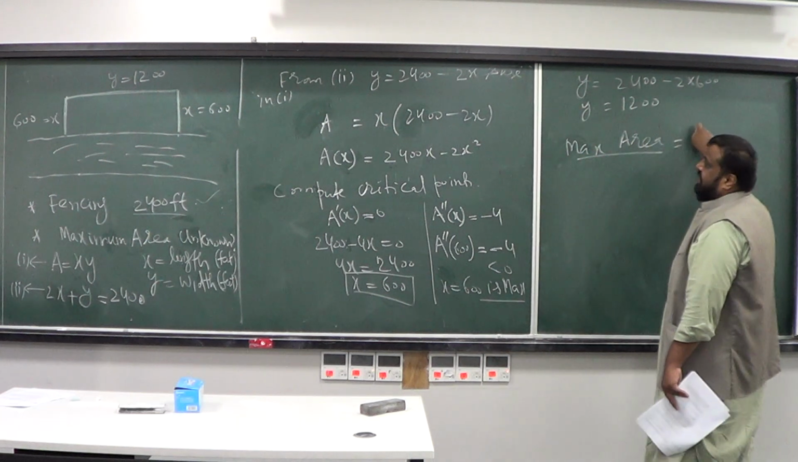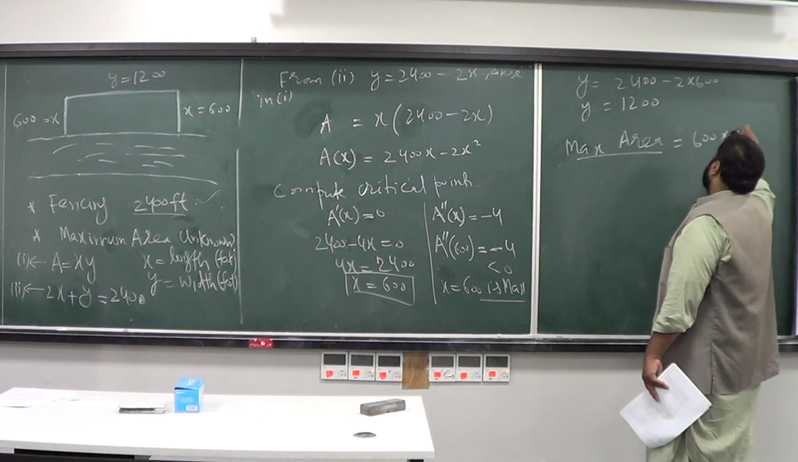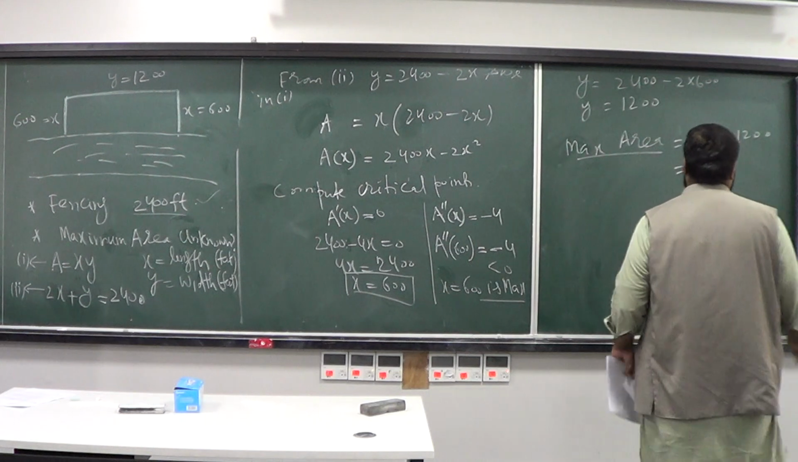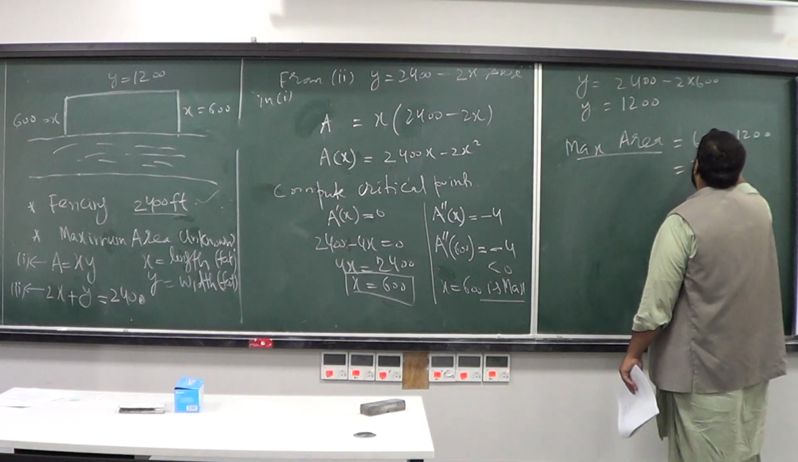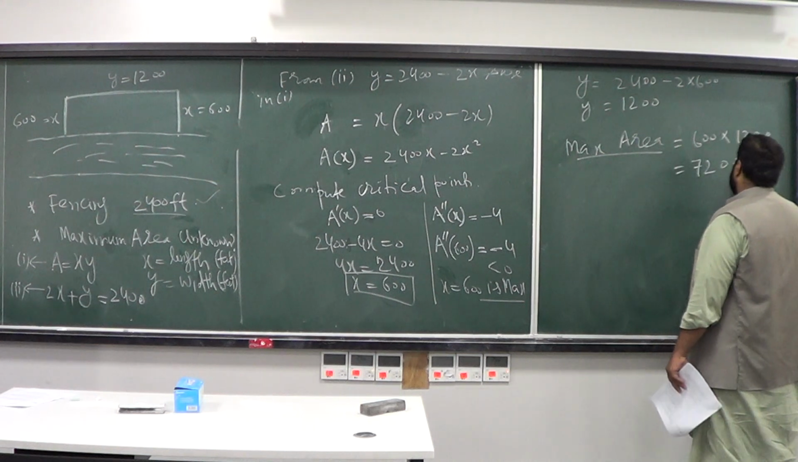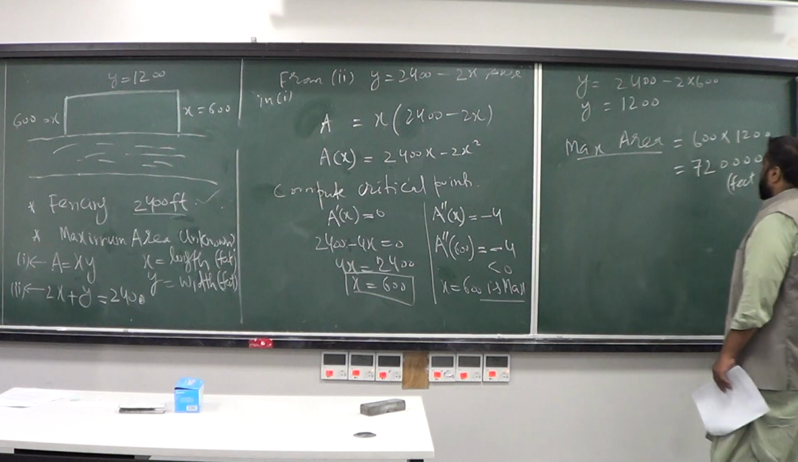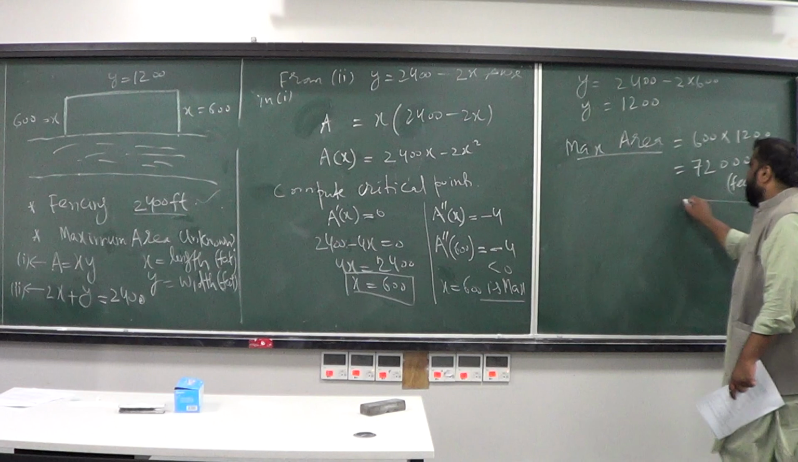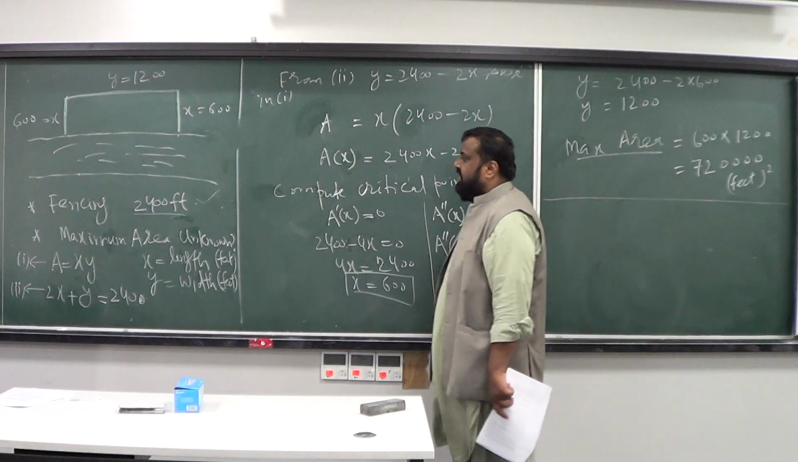This is really 600 multiplied by 1200. So it's going to be 72 and 1, 2, 3, 4, four zeros, square feet. So this is really the area, the maximum area that you can get out of the available 2,400 fencing. Okay, so this is just one way to solve it.